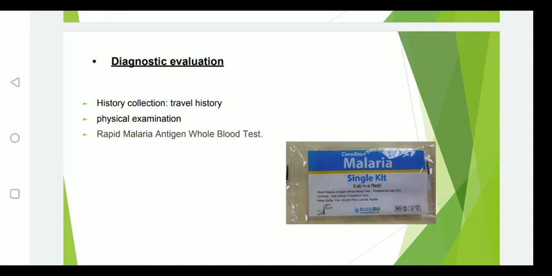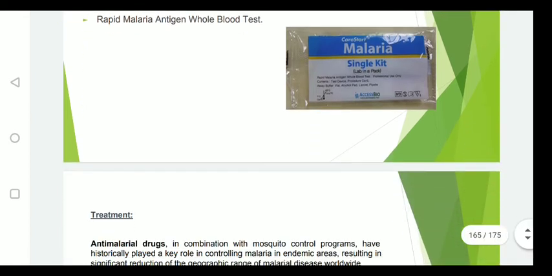The main and foremost diagnostic investigation is the rapid malaria antigen whole blood test with the help of a card only. Okay, so we use a single kit card test for detection of malaria, that is, Plasmodium vivax, ovale and all. For understanding the antigen part, we go for the card test, that is the rapid malarial antigen whole blood test. So it's a card test only.